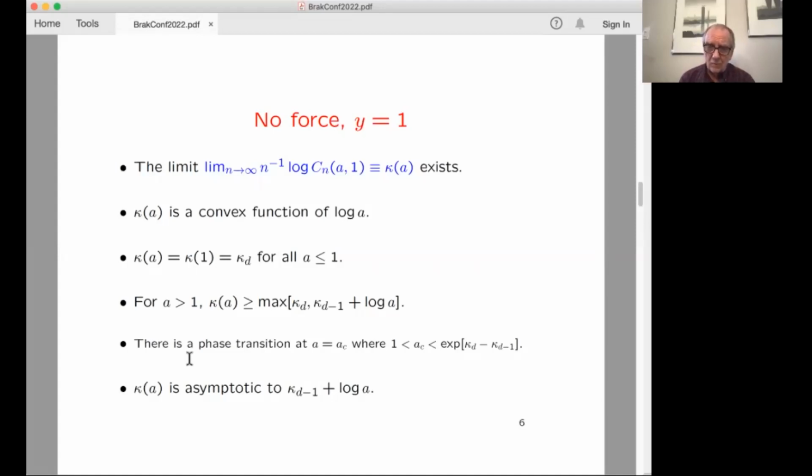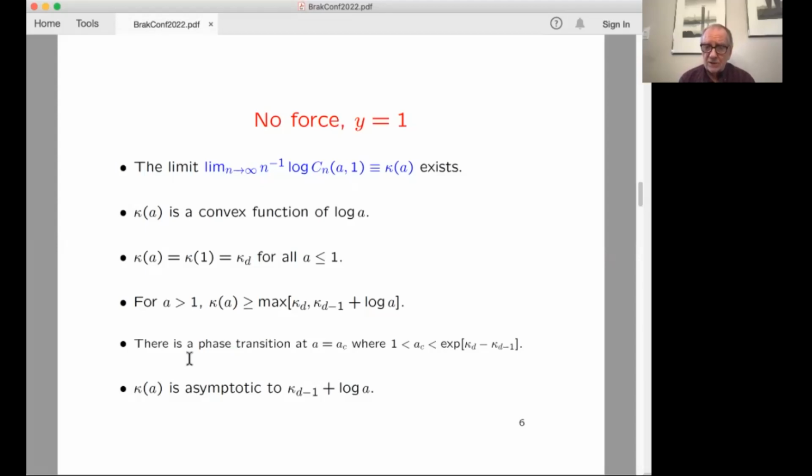Now, if A is bigger than 1, then we can get two lower bounds. By monotonicity, it's bigger than kappa of 1, so it's bigger than kappa D. And it's also bigger, by a strategy argument, than the free energy of a walk which lies entirely in the surface. If the walk lies entirely in the surface, then its free energy is going to be kappa D minus 1 plus log A. So the connective constant of the D minus 1 dimensional hypercubic lattice. That's a kind of entropy term, plus log A, which is the energy term that we get from having all of the vertices in the surface.